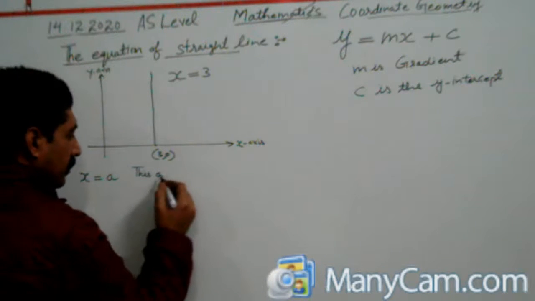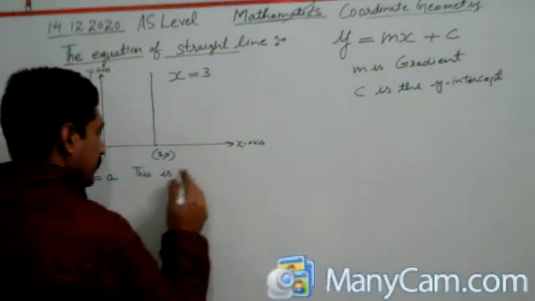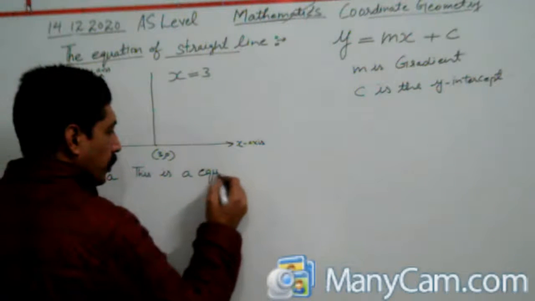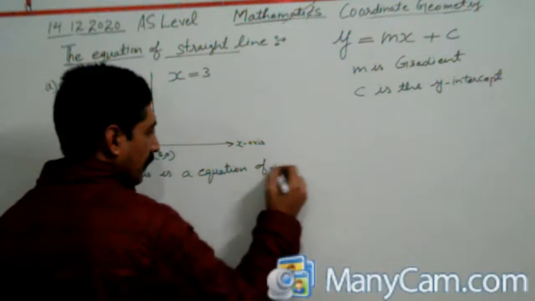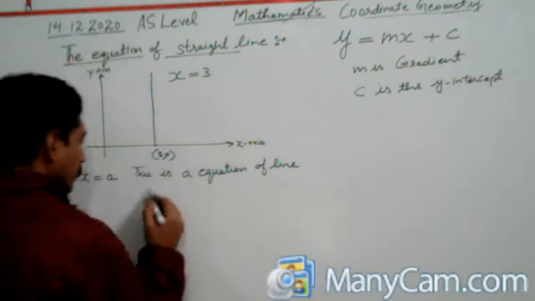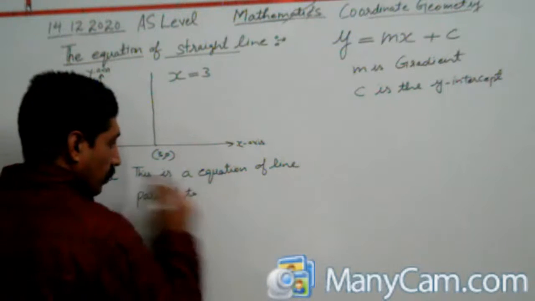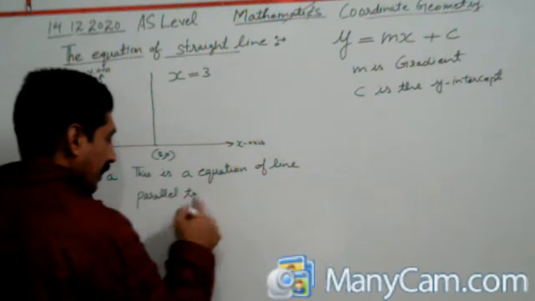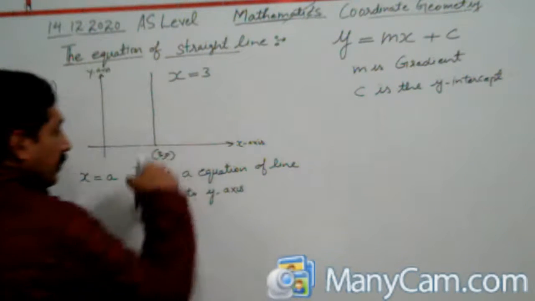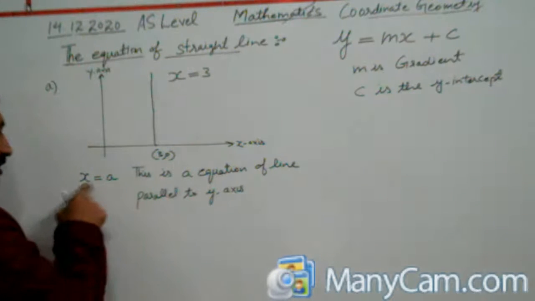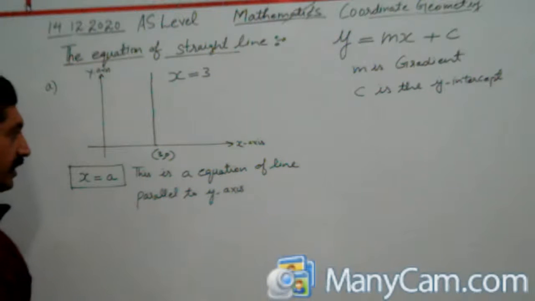This is the equation of a line parallel to the y-axis, right? Or any line in this form, like x is equal to 8. This is a line always parallel to the y-axis.